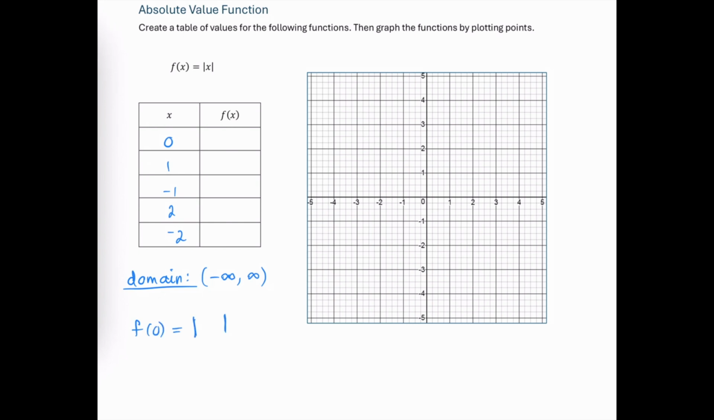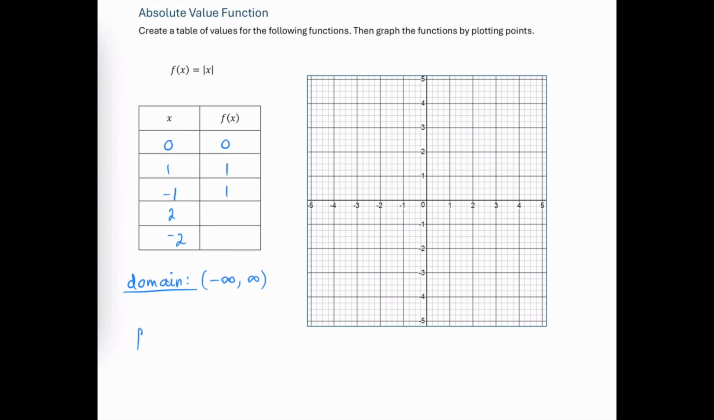the absolute value of x, and we're plugging 0 in for that x to get the absolute value of 0, which is 0. The function evaluated at 1 is the absolute value of 1, which is 1, so 1 is the corresponding output. The function evaluated at -1 is going to be the absolute value of -1, which is positive 1. So we get positive 1 as an output when negative 1 is plugged in. The function evaluated at 2 is the absolute value of 2, which is 2. And the function evaluated at negative 2 is the absolute value of negative 2, which is also positive 2.